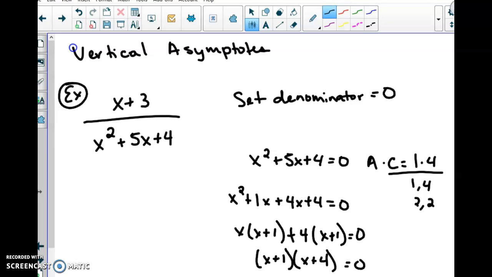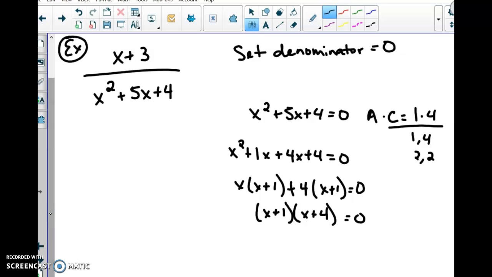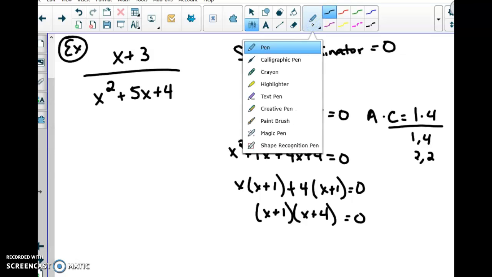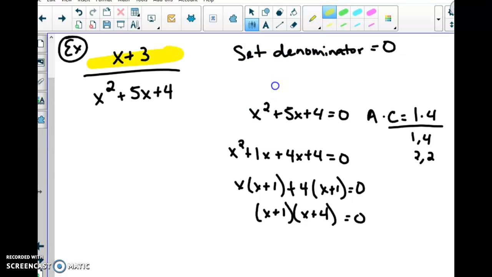So looking at this, here is the thing that you have to be cautious with. When you set the denominator equal to 0, yes, that generally is going to find your vertical asymptote. But here's the key phrase, I should say. If the numerator were to have that same set of factors, you actually do not have a vertical asymptote. Instead, you have a hole. So let's finish this one first, and then I'll show you an example of where you might have a hole.